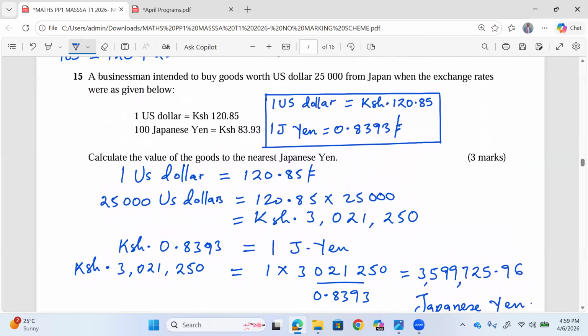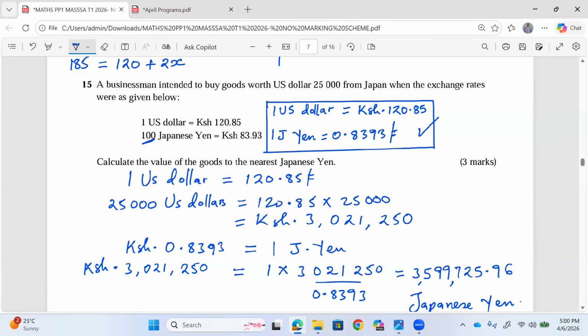Whenever you are given the rating, when they are more than 1 unit, please remember to convert it so that you get the rate per unit. With that, you will never go wrong.